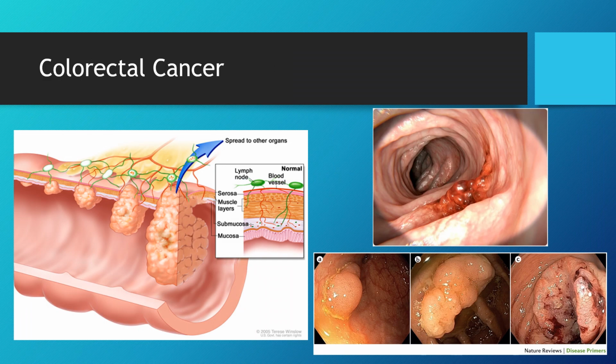Here is a slide showing colorectal cancer. Again, we get the same thing where we have uncontrolled growth of cells. In this case, it's in the serosa of the colon epithelium. Here, this dye shows cancer development.